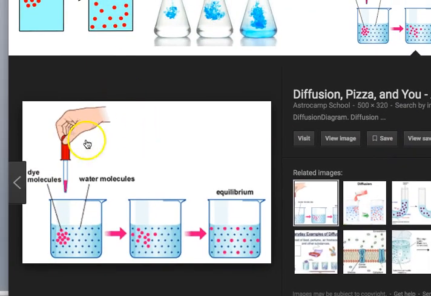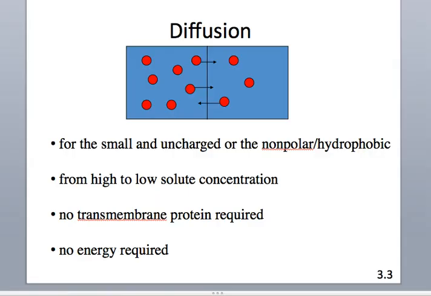Here's another picture. You drop some dye into some water. It's going to spread out, so it's really high concentration here. There are no dye molecules here, even though there's water. The dye molecules will spread out until they're pretty evenly spaced. And that, again, is diffusion. So diffusion is important. It will just naturally happen.